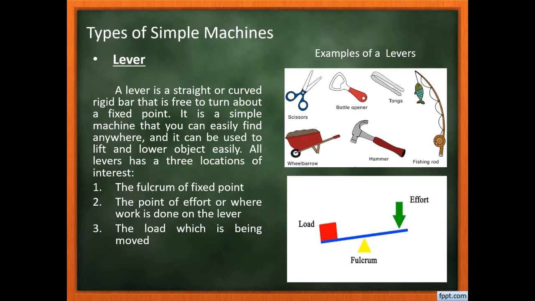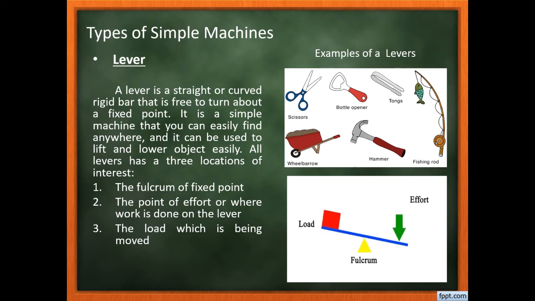lever. A lever is a straight or curved rigid bar that is free to turn about a fixed point. It is a simple machine that you can easily find anywhere, and it can be used to lift and lower objects easily. All levers have 3 locations of interest. Number 1, the fulcrum or fixed point. Number 2, the point of effort, or where work is done on the lever. Number 3, the load, which is being moved. As you can see, the yellow triangle is the fulcrum, the green arrow is the effort, and the red square is the load.